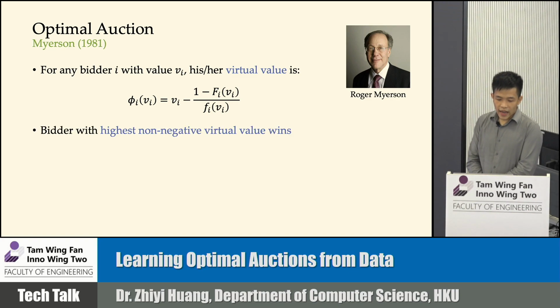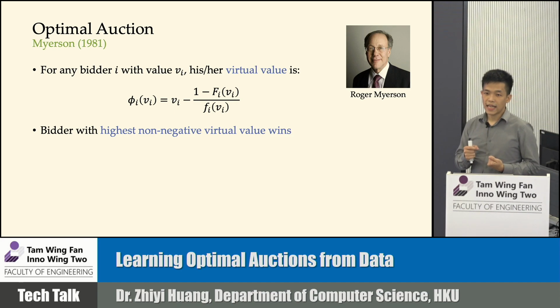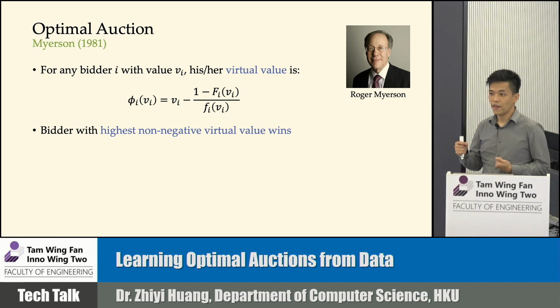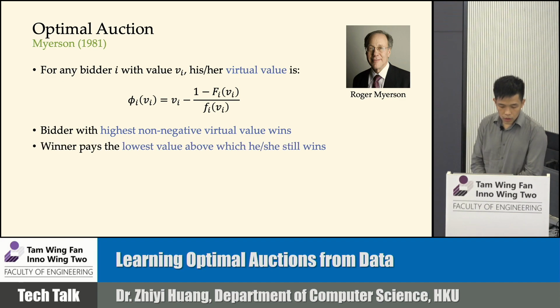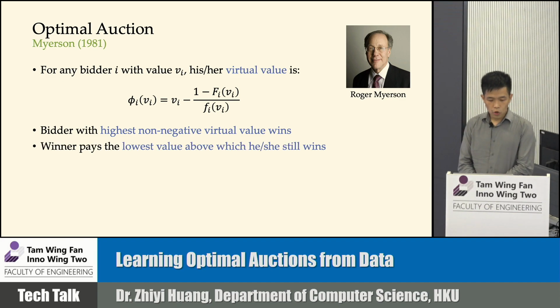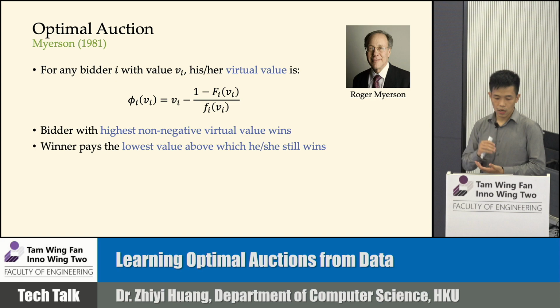And then after that, instead of choosing the bidder with the highest value, I'm going to choose the bidder with the highest non-negative virtual value. What this means is that if every bidder's virtual value is negative, I'm going to just keep the item on sale. That corresponds to all the bidders submitting too low a bid, maybe below the reserve price, and therefore I decide not to sell the item at all. And after that, the winner is going to pay a payment that is basically the lowest value below which, above which he or she will still win.